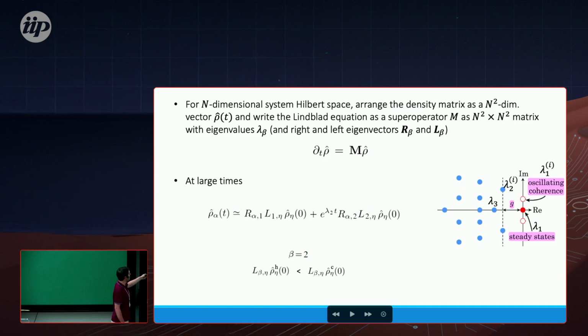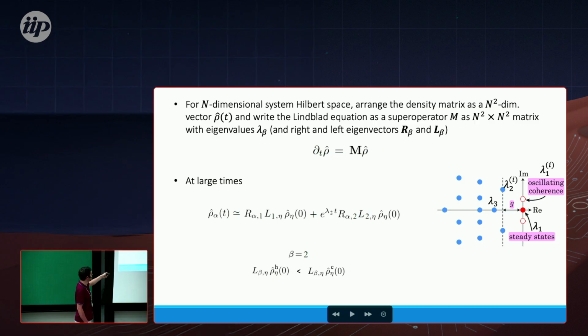And at large time, we only have a contribution for the slowest mode. It is an exponentially decaying contribution because the real part of all the eigenvalues of M is negative. And so, in this lambda, this eigenvector is fixed by the environment, not by the system. And the initial condition only enters here.